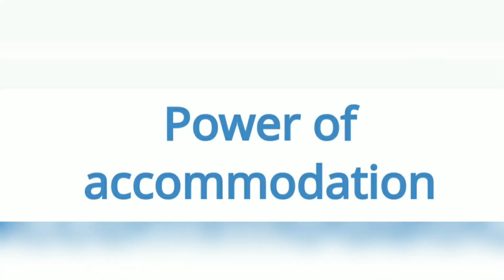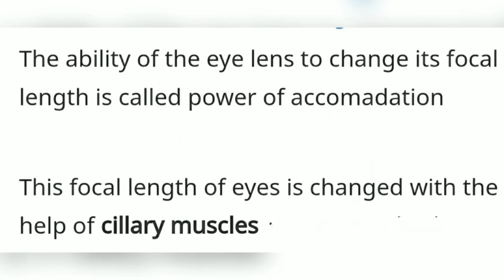The next topic that we are discussing is the power of accommodation. This is a very commonly asked question in the board exam as well, that what is meant by power of accommodation. It is the ability of the eye lens to change its focal length according to the position of the object. This change is done with the help of ciliary muscles.